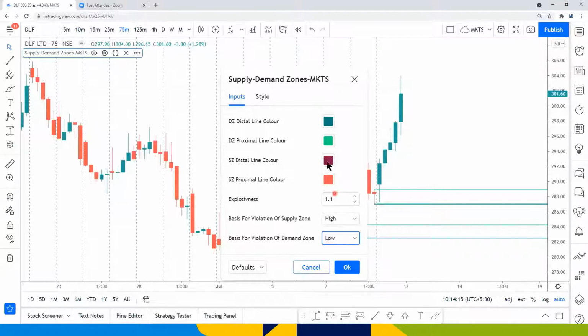Whatever you set once can be saved as a default. You don't need to keep changing it every time. Whatever explosiveness you're using, high, low, colors, from the drop down here, save it as default. So next time when you are checking any chart, the default indicator is loaded.